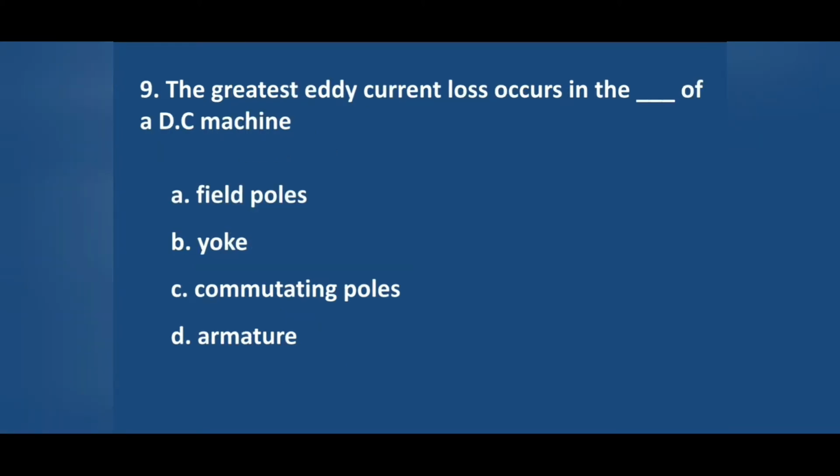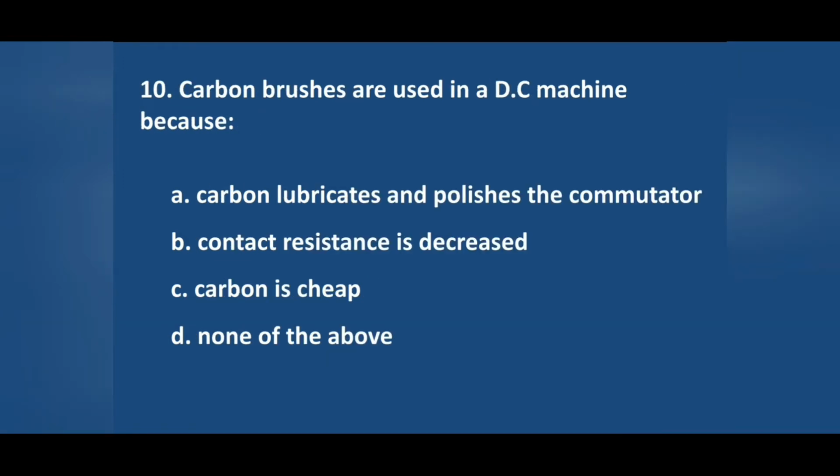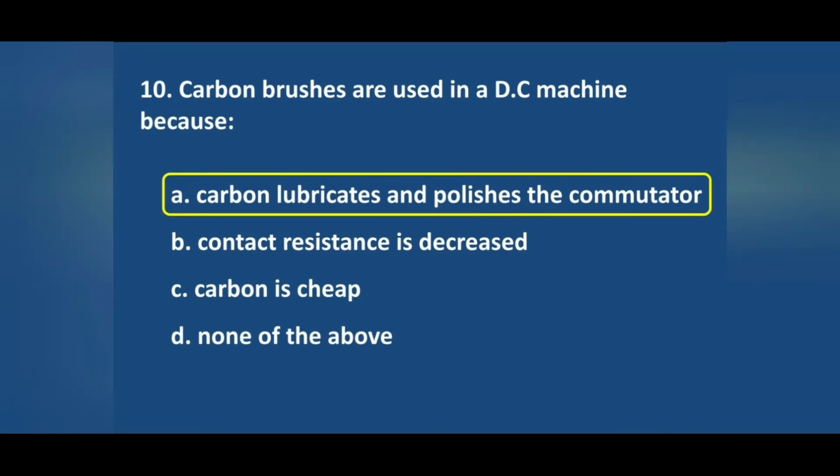Question number 9. The greatest eddy current loss occurs in the dash of a DC machine. Answer is option D, armature. Question number 10. Carbon brushes are used in a DC machine because. Answer is option A, carbon lubricates and polishes the commutator.